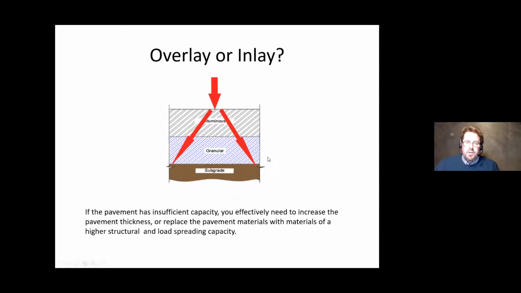If your pavement has insufficient capacity, the way to resolve that is either you increase the bituminous thickness, so that you widen out this circle, that these arrows move up and you widen out this circle, or you replace these materials with stiffer materials so that that load is spread more evenly across. That's the only way around it. If you have insufficient capacity, more often than not, you are going to end up overlaying. If you can't overlay, you're going to be doing a patch job just to get as much life as possible out of it.